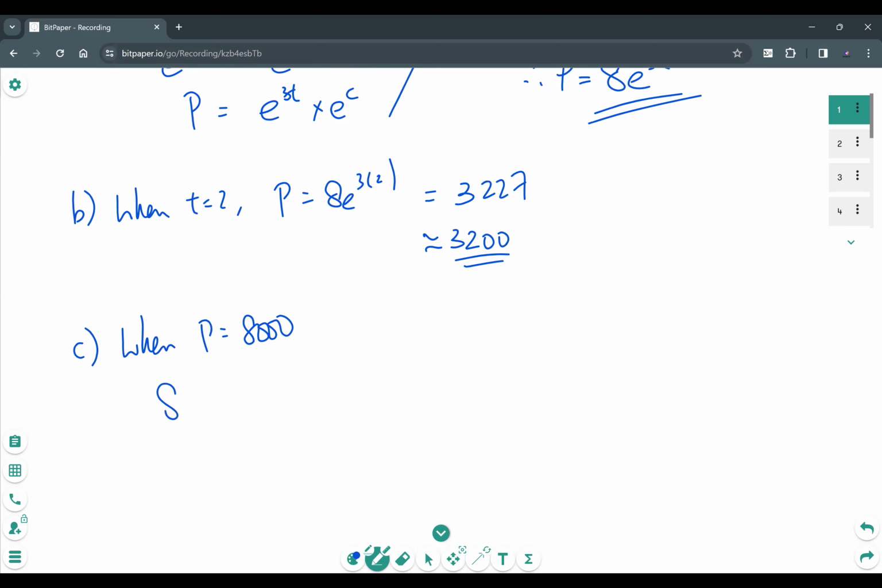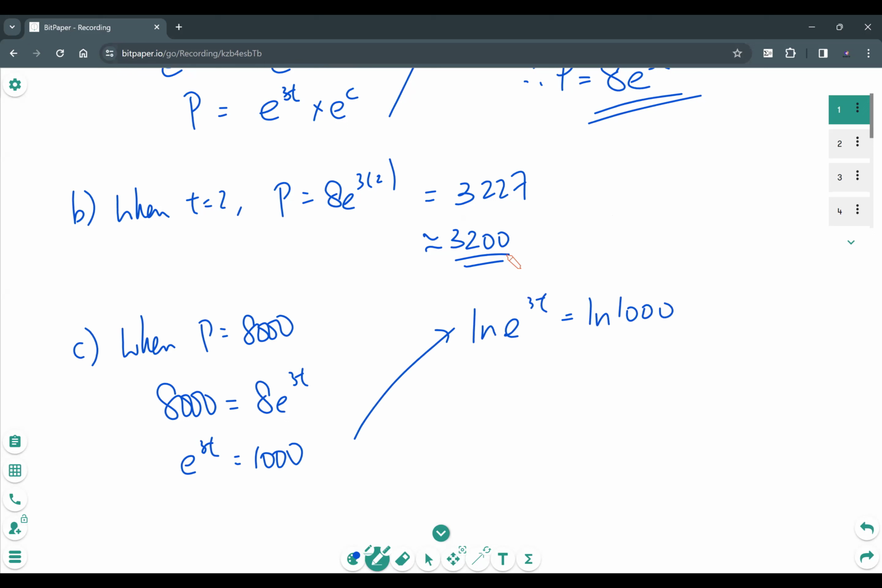So solve it. 8,000 equals 8e to the power 3t. Divide by 8, so e to the power 3t equals 1,000. Take ln on both sides: ln e to the power 3t equals ln 1,000. So t equals ln 1,000 over 3. Put it in a calculator, that's 2.30 hours. If we put it in minutes, that's 2 hours and 18 minutes.